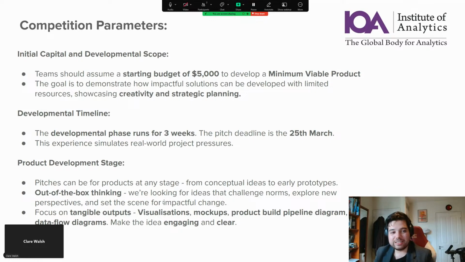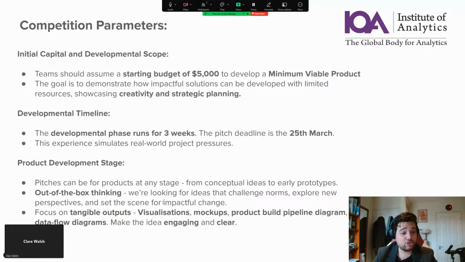So, what are the competition parameters? Firstly, we need to understand that we're not asking you to tell us we're going to send a satellite into space to track environmental cloud movement over multiple continents. We are expecting something fairly modest. Teams should assume that you have a starting budget of $5,000 to develop a minimum viable product. We're not talking about large-scale business operations that will dramatically change the way the world works. If you have a viable product that will dramatically change the way the world works, but you can build it off a very modest starting amount of capital, then please pitch that idea.